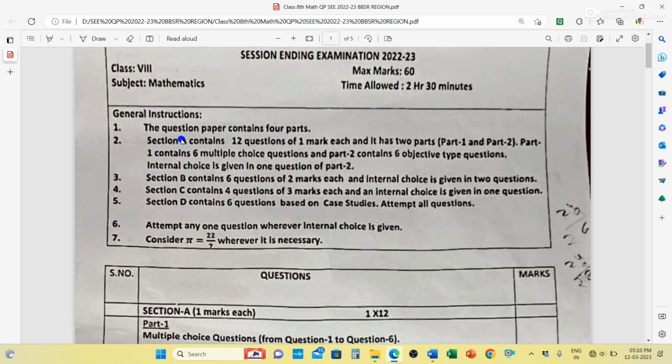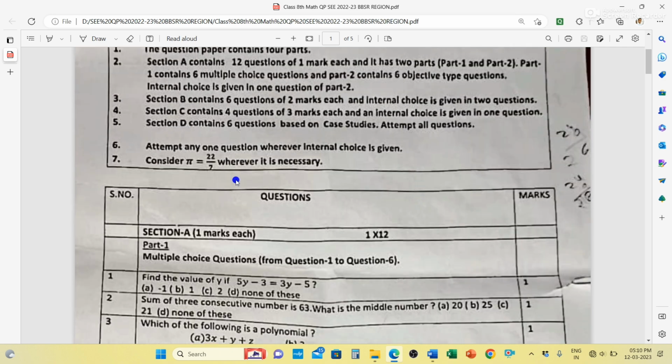So general instructions: the question paper contains 4 parts. Section A contains 12 questions of 1 mark each. Section B contains 6 questions of 2 marks each. Section C contains 4 questions of 3 marks each. Section D contains 6 questions based on case studies. Attempt all questions. Consider pi equal to 22 by 7 wherever it is necessary.